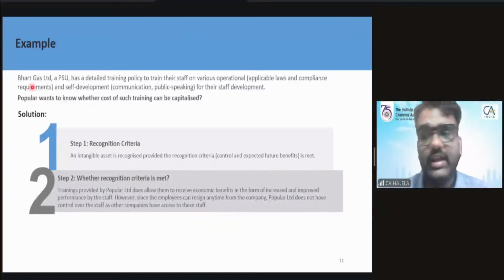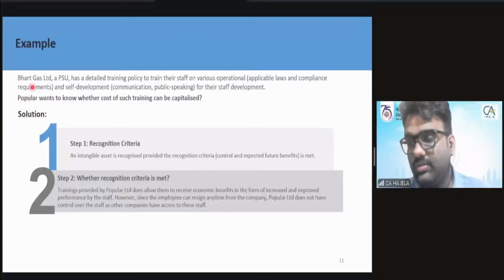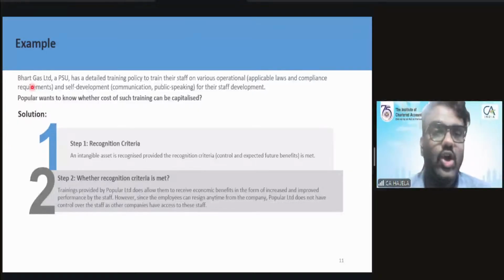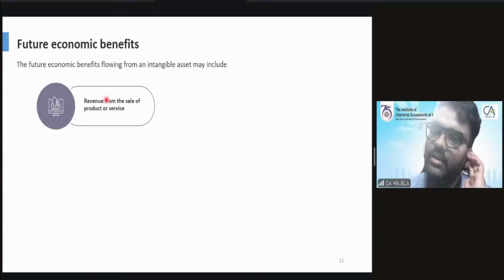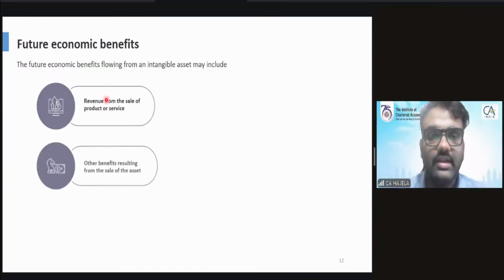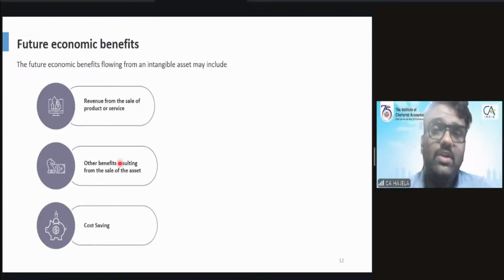an intangible asset. Make sense? Now let's talk about another important aspect, which is future economic benefits. Revenue from the sale of products or services. See, what is a future economic benefit? How do we figure out the intricacies around this? What are the kinds of future economic benefits? It can be revenue that we get after selling products or services. It can be any other benefits resulting from the sale of the asset. It can be cost saving.